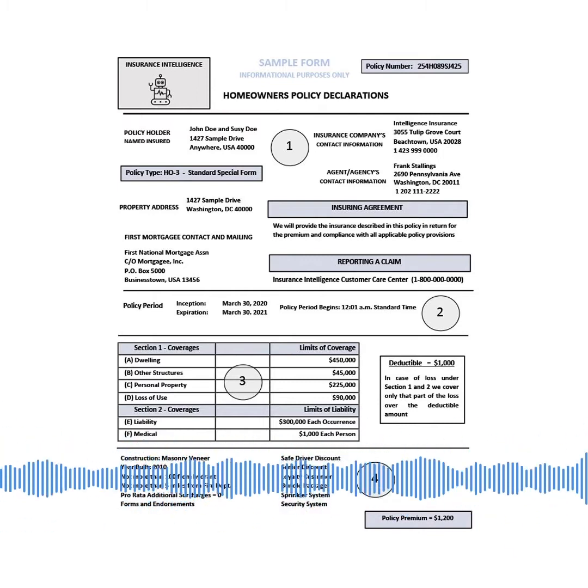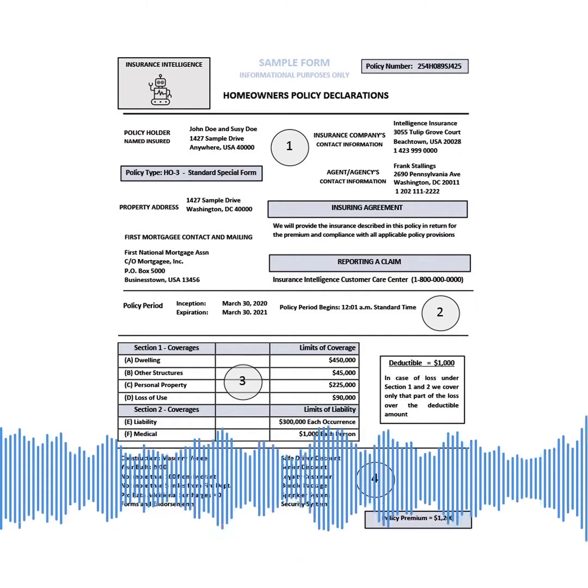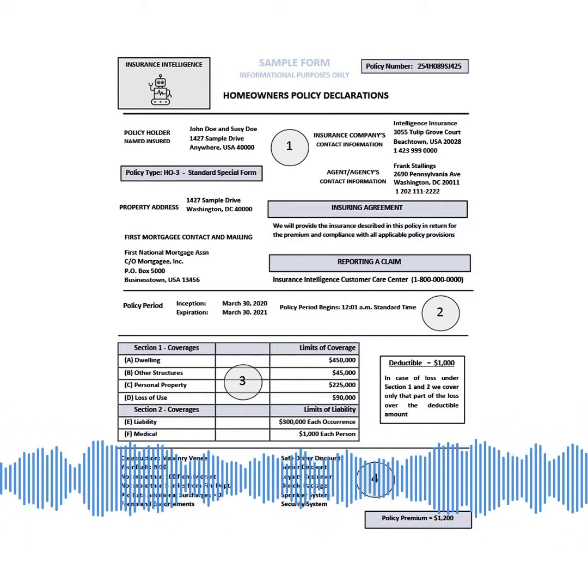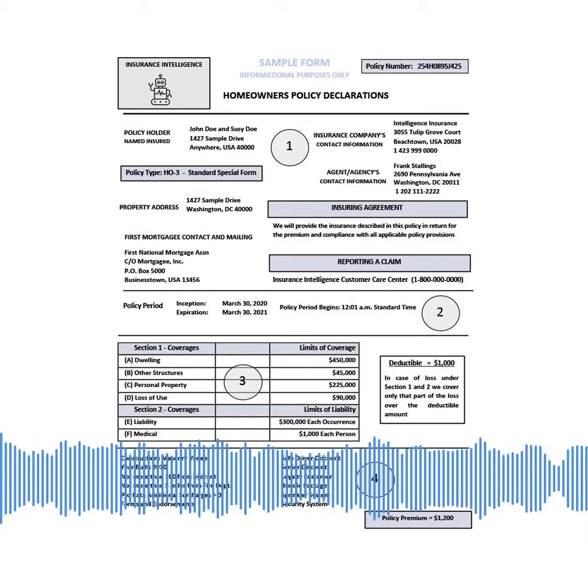The average dwelling limit in the D.C. area is about $450,000. Section 1, Coverage B, provides coverage and policy sublimits for other structures.